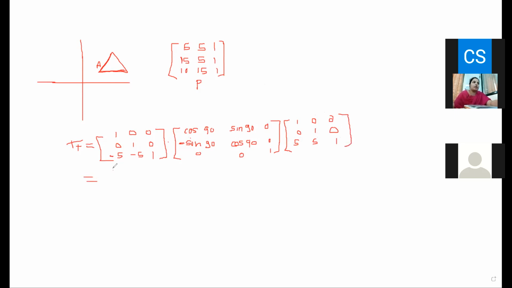Now perform the multiplication. So T total is this. Cos 90 is 0. Sin 90 is -1. So here cos 90, 0, sin 90, minus sin 90.